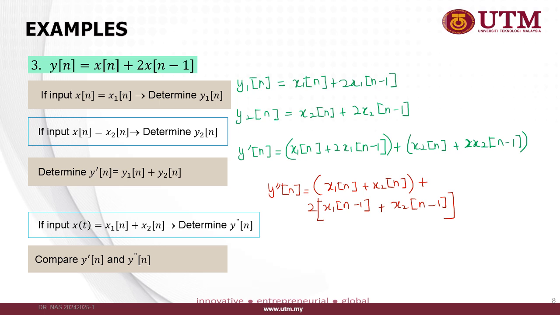The final step is to compare y prime [n] and y double prime [n]. You can compare each component. In this case, you have x1[n], 2x1[n-1], x2[n], and 2x2[n-1]. You notice that y prime [n] is basically equal to y double prime [n]. So obviously the system is linear.